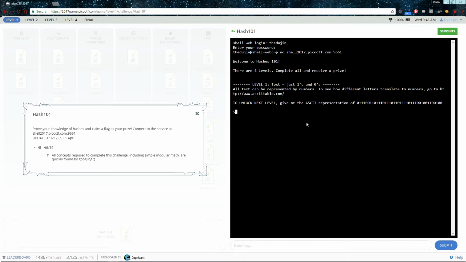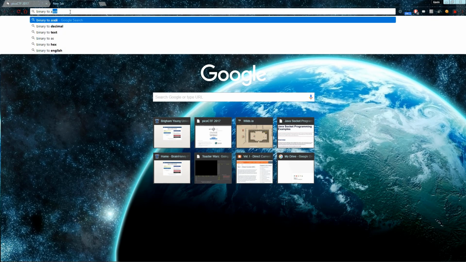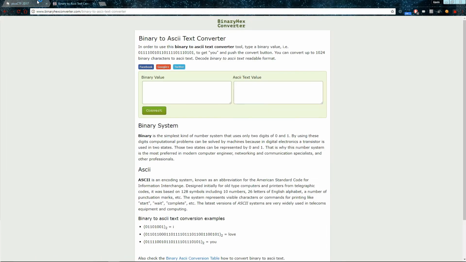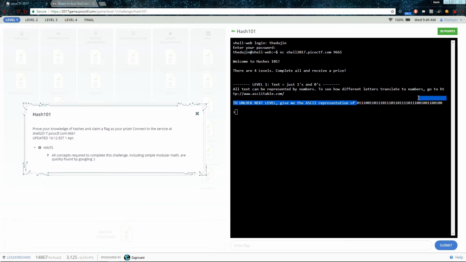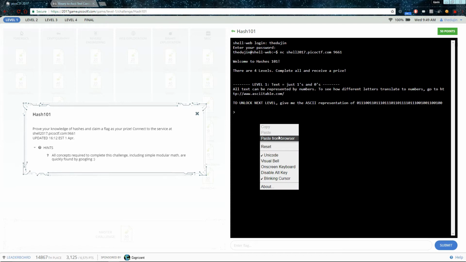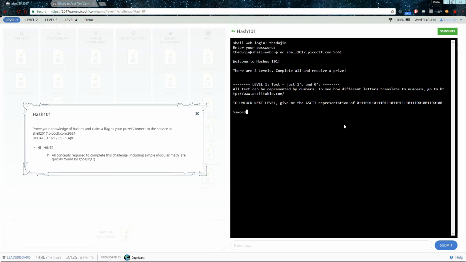Connecting to the service, you are told that there are 4 levels, and that by completing all, you receive the flag. So the first level asks you for the ASCII representation of a binary number. Now, Google is great, so let's do binary to ASCII converter. And then we can just copy this into here, convert it, and we get ASCII text. ASCII is just a way of representing letters, humanly legible letters, that is.